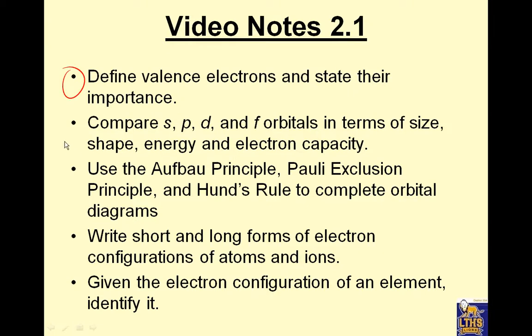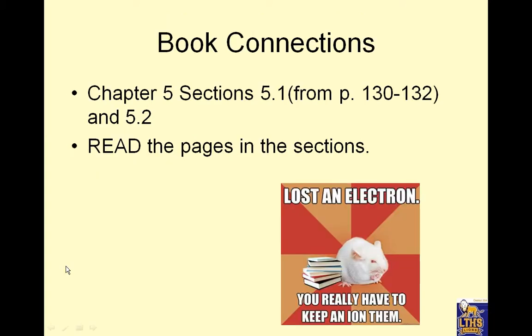We got to do this: valence electrons, s, p, d, and f, electron configurations, and the rules. So here we go. Make sure you read Chapter 5, Section 5.1, starting at page 130 to 132, and Section 5.2. Read all those pages, please, and look at them.